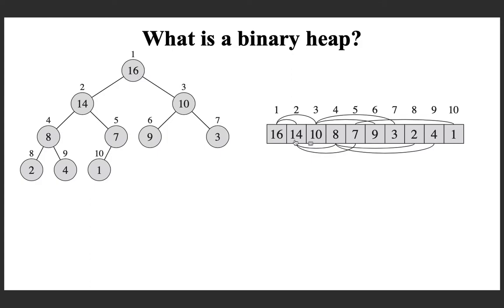If you look at this array, I am storing the nodes of this tree like this: first the root node, followed by the child nodes 14 and 10 of the root node. Then I continue in the breadth first manner. After this I store the child nodes of 14, which are 8 and 7, followed by the child nodes of 10, 9 and 3.